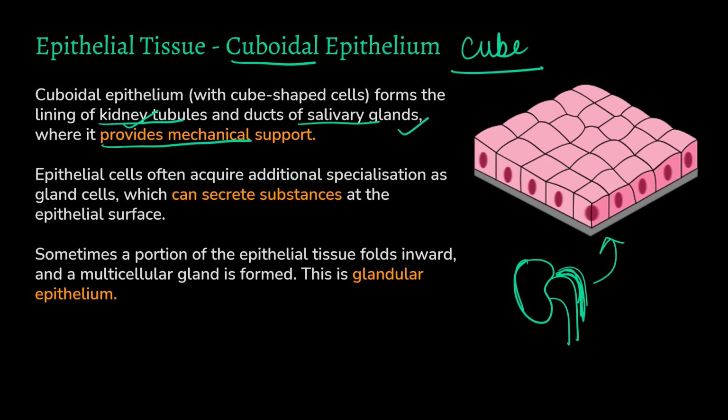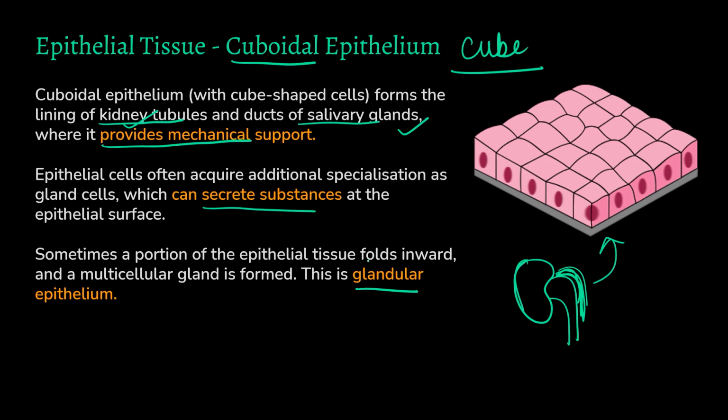Epithelial cells often require additional specialization as gland cells, which can secrete substances at the epithelial level. Owing to this specific function, they are also known as glandular epithelium. So some epithelial cells, not all cuboidal epithelial cells, but some, can acquire the additional specialization of secreting substances. And since the organs that secrete substances are known as glands, right? Since they are secreting substances, they are also known as glandular epithelium.